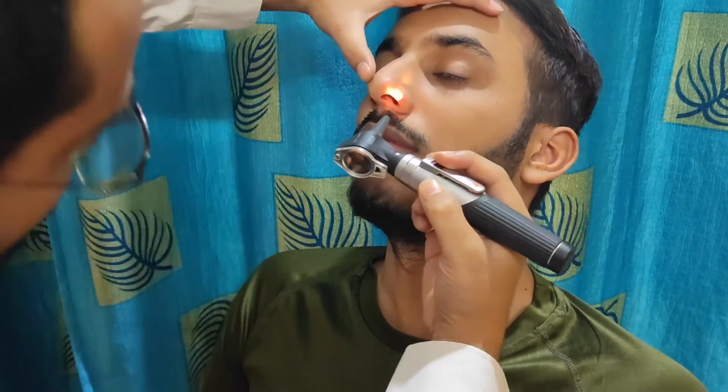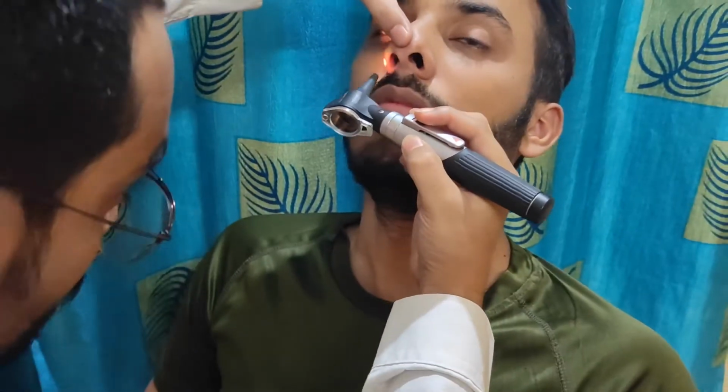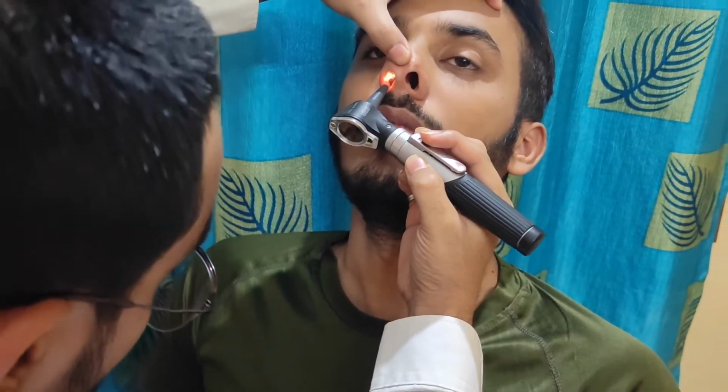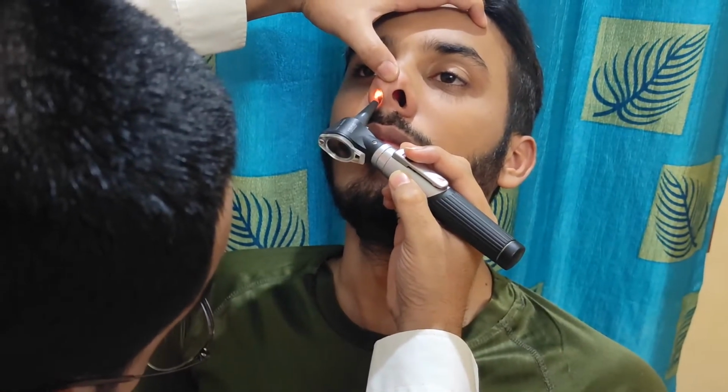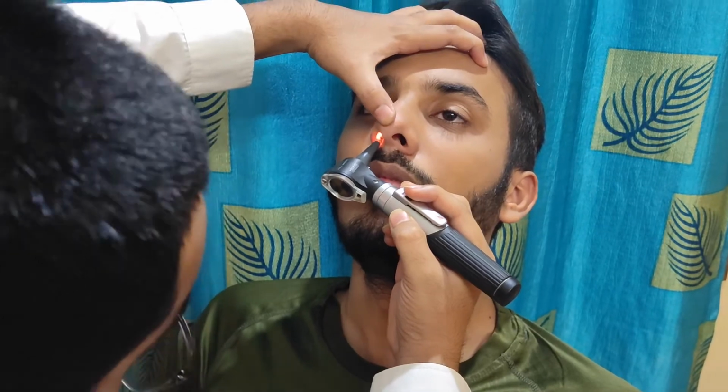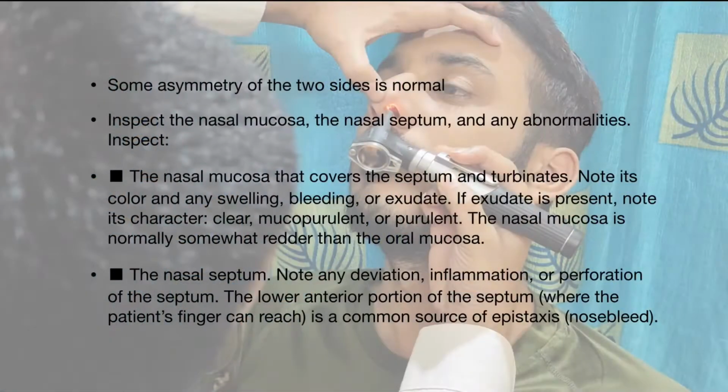By directing the speculum posteriorly then upward in small steps, try to see the inferior and middle turbinates, the nasal septum and the narrow nasal passage between them. Some asymmetry of the two sides is normal. Inspect the nasal mucosa, the nasal septum and any abnormalities.